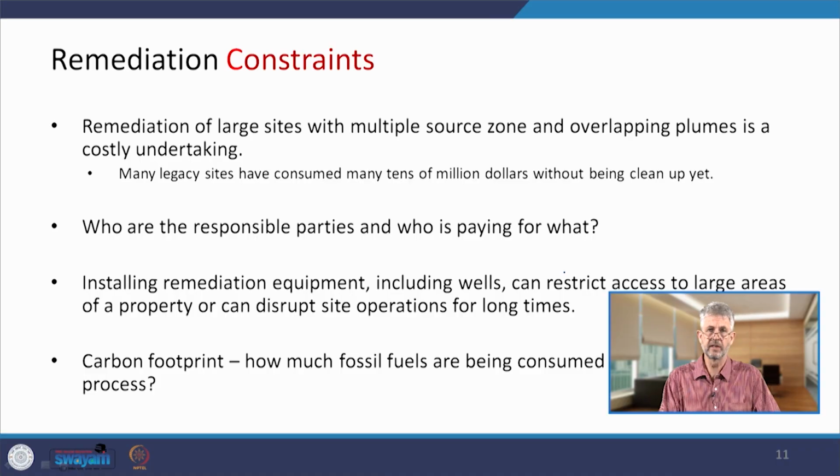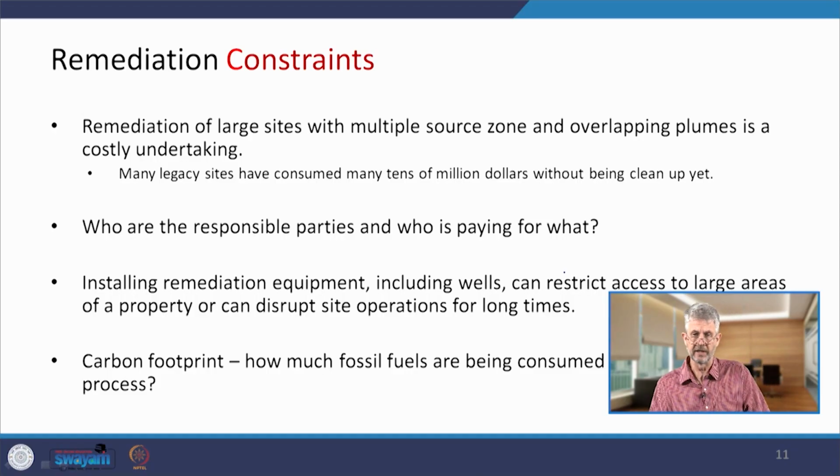Another constraint to consider is that when you install remediation equipment, it can be large. It can include wells, pipes, towers of activated carbon, towers where water is being stripped of volatile organic contaminants, and so on and so on. These are huge pieces of equipment that can impact the sites, not just in terms of use, because these pieces of equipment take up large areas, but they can also pose disruptions to the operations of an industrial site.